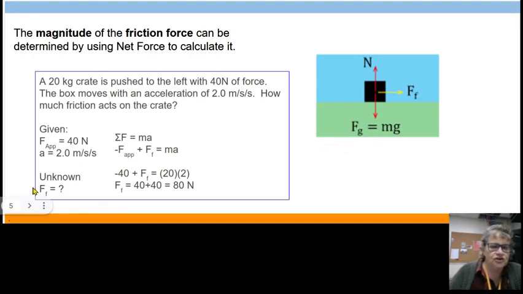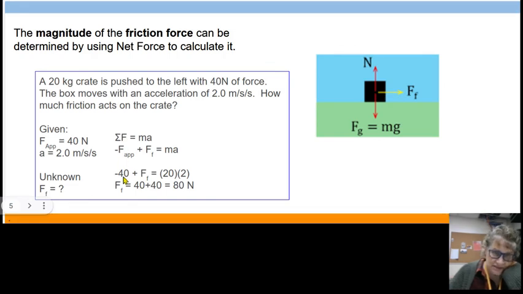We don't know the friction force. We know the sum of the forces is equal to mass times acceleration. Our forces are the applied force and the friction force. The applied force is going to the left, so that's negative, and the friction force is going to the right, which is positive. Add those together, add up all the forces, and set it equal to mass times acceleration.